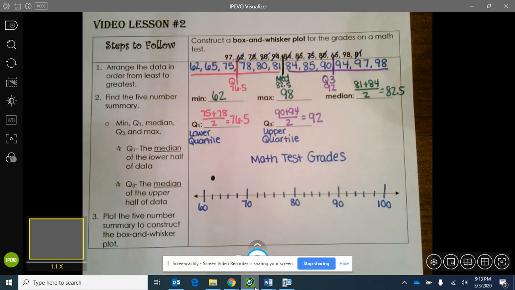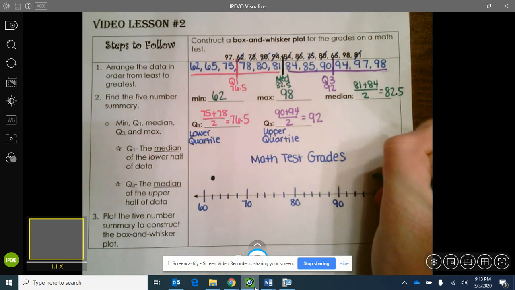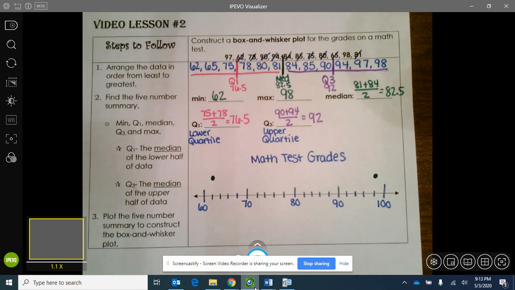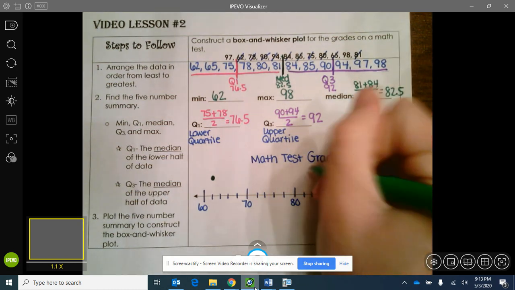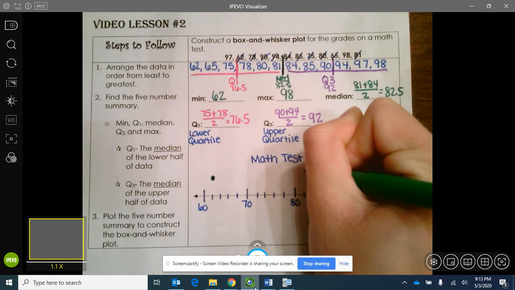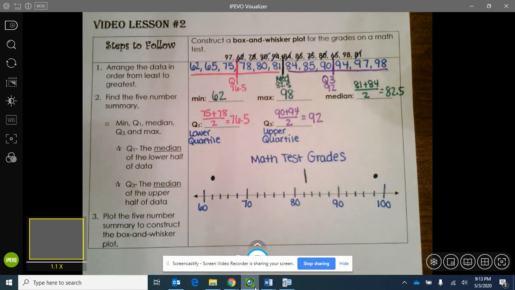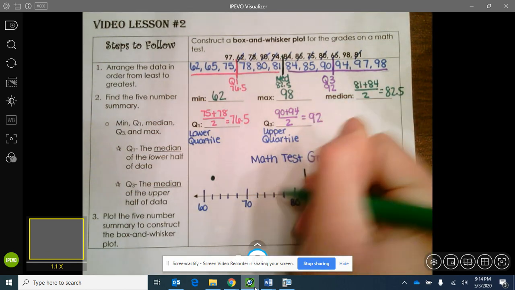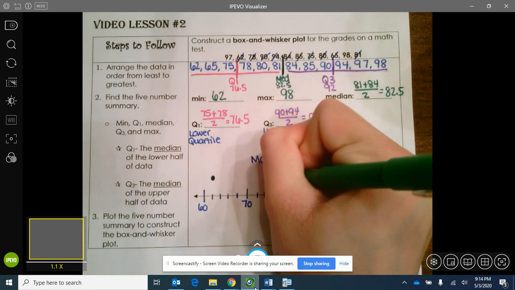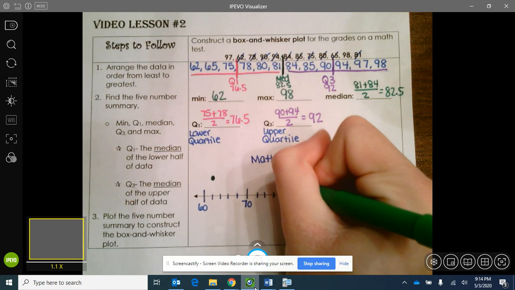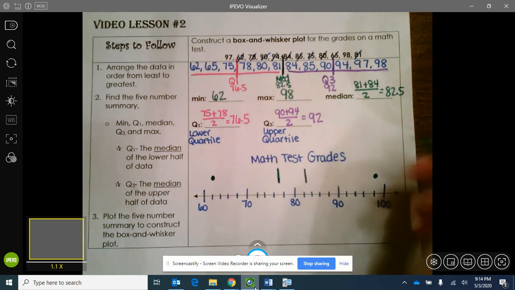So I'm going to make a dot at my minimum and my maximum. So 98 would be all the way over here, close to 100. And then for your median, your Q1 and your Q3, you're going to make vertical lines. Median was 82.5, so this is 82, so just a tad bit past that. Q1 was 76.5, same thing, just a little bit past 76. And then my Q3 was 92.